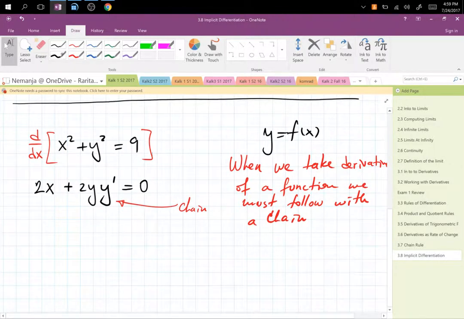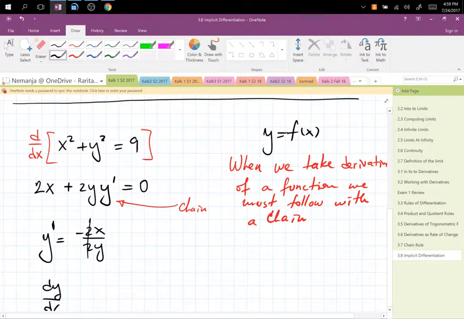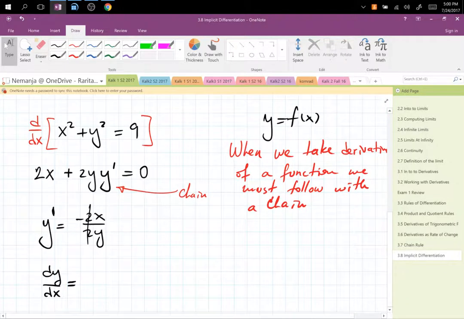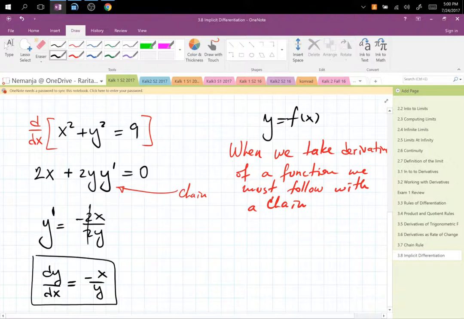So all I need to do now is to work out the algebra here. So y prime is equal to negative 2x over 2y. These guys cancel. And you can write dy dx, which is the derivative, is equal to negative x over y. That's the derivative. Observe that your derivative contains x and y values, which means that you would have to have both coordinates to calculate the slope.